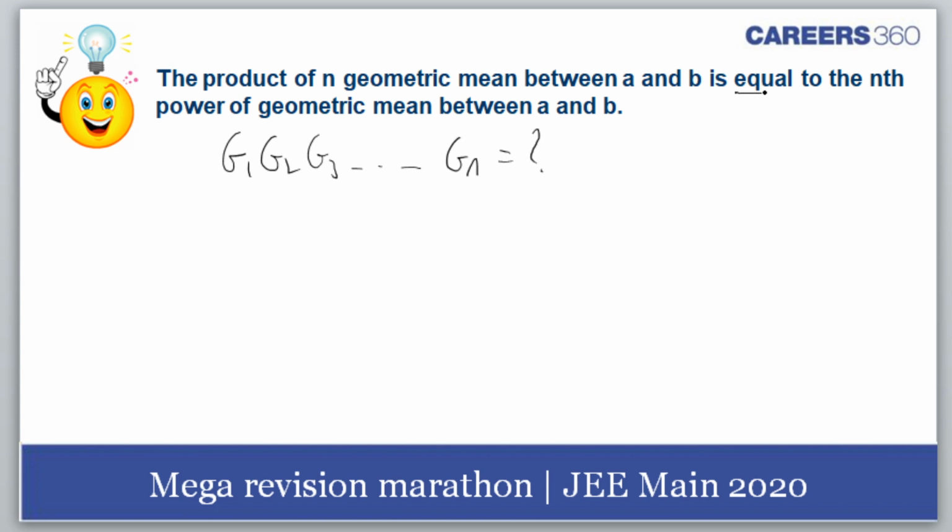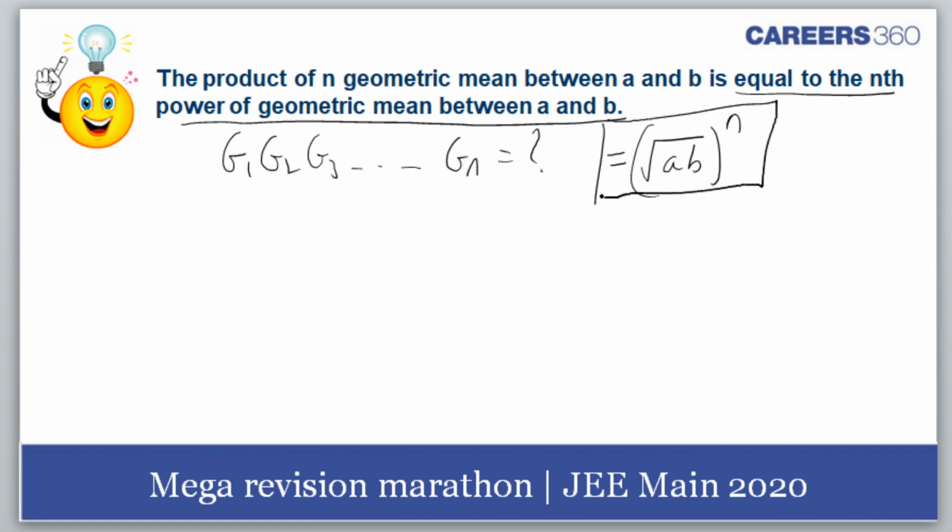According to the statement, it is equal to the nth power of the geometric mean between A and B. The geometric mean between A and B is under root AB, and the nth power would be this. This should be equal to this. Let's see whether it is this or not.